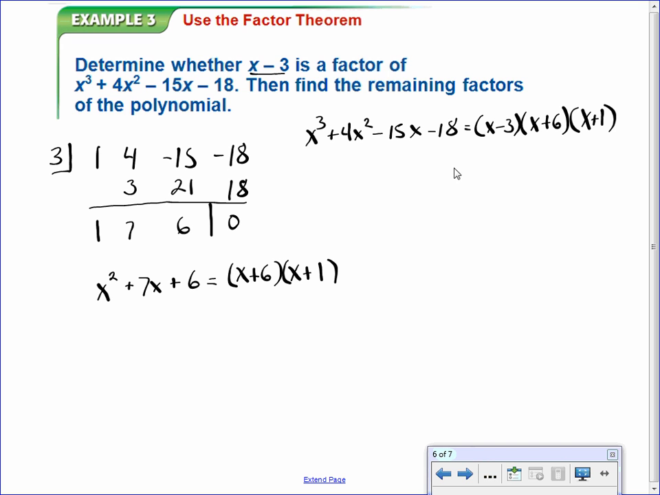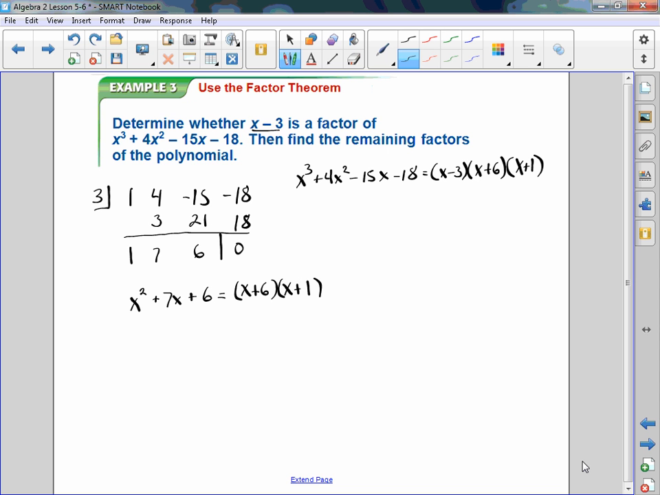And that is basically all that we're doing today. Tomorrow we'll be using this to actually solve equations. So be prepared for that, and I'll see you back tomorrow.